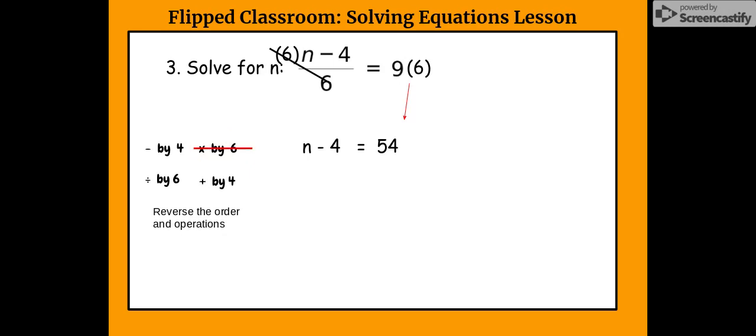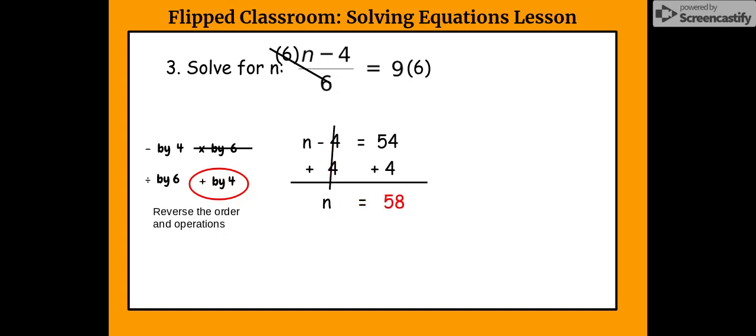Now that we're done with that step, cross it off, we're going to add by 4 on both sides. So we're going to add 4 on both sides, cross off the 4's, bring down the n and the equal sign, and in your calculator, you're going to add 54 and 4 and get 58.